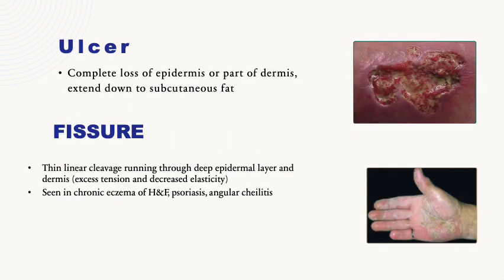Okay, ulcer is a complete loss of epidermis and dermis that extends down to the subcutaneous fat. And here in this photo, you can see the large ulcer. And the fissure is a thin linear cleavage that runs through the deep epidermal layer and the dermis, caused by excess tension and decreased elasticity, and is seen in chronic eczema of the hands and feet, psoriasis, and angular cheilitis.